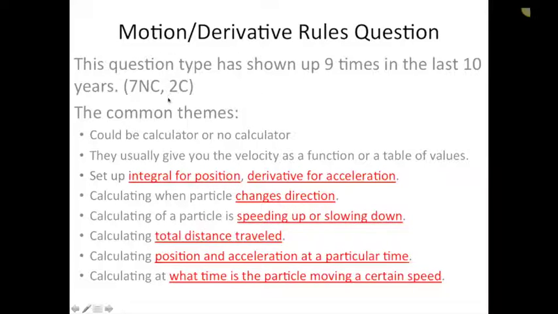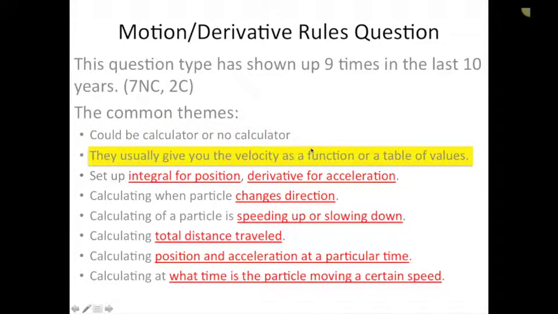So this type of question in the last 10 years has shown up 9 times. 7 of them have been no calculator questions. 2 of them have been calculator questions. So what we see here is we could see it on either part of the test, calculator or no calculator.